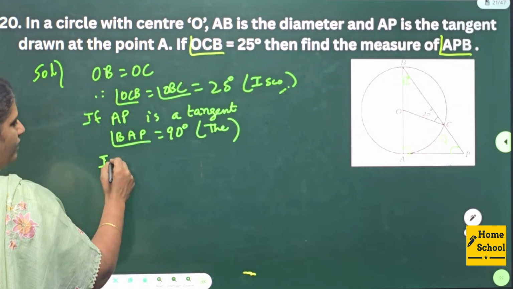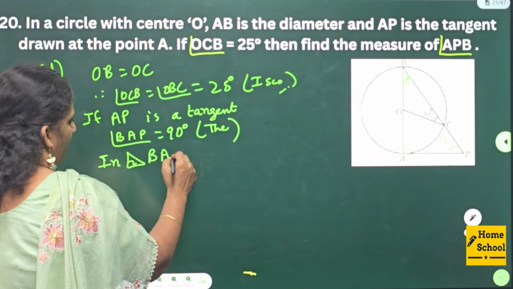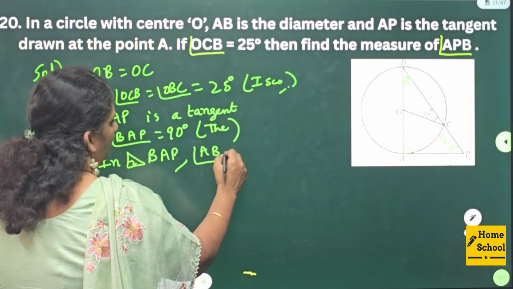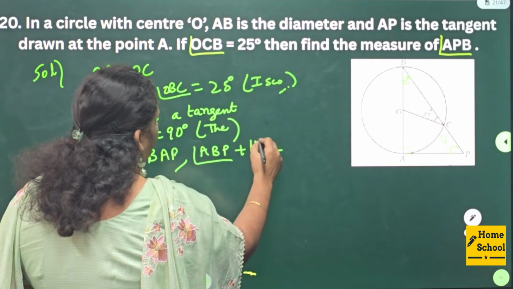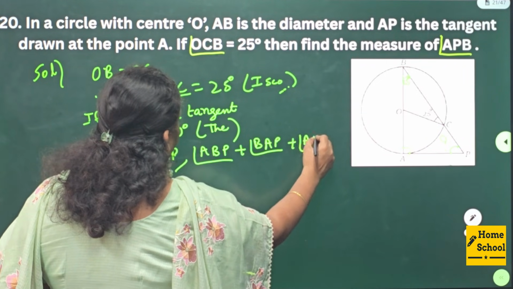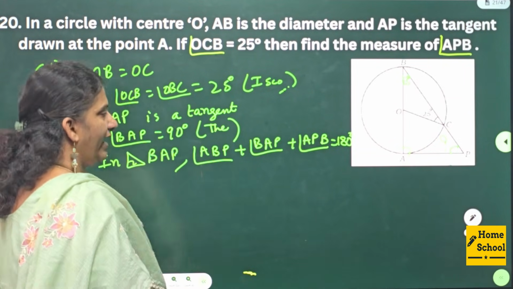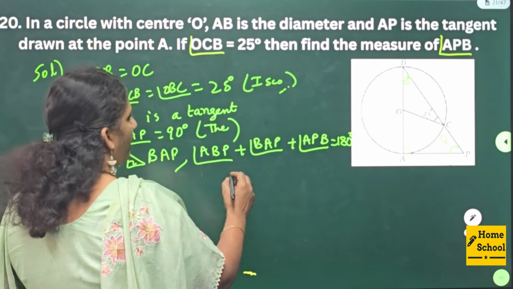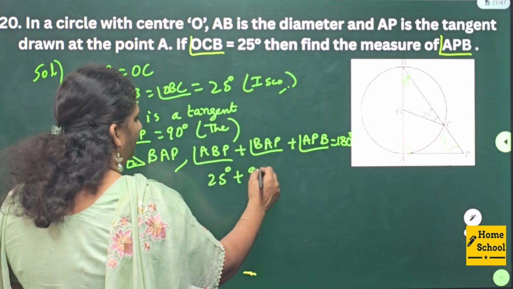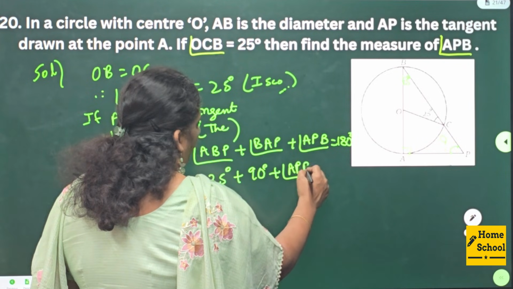Next, in right triangle BAP, angle ABP plus angle BAP plus angle APB, the sum of the interior angles of a triangle, is equal to 180 degrees. What do we know? ABP is 25, BAP is 90. We don't know angle APB.